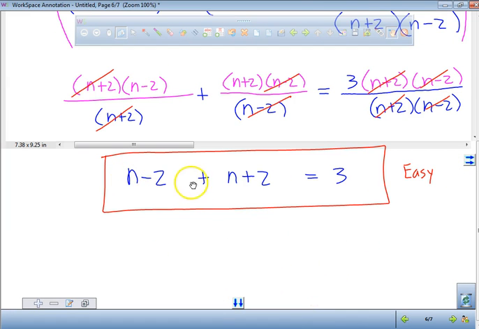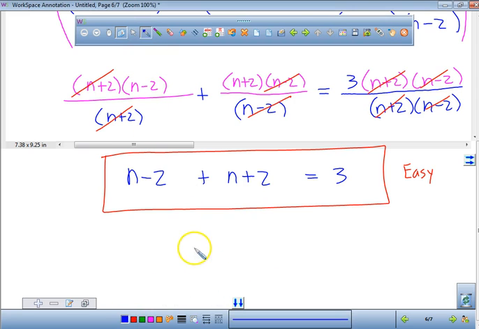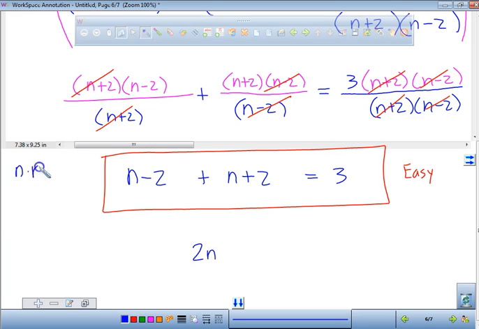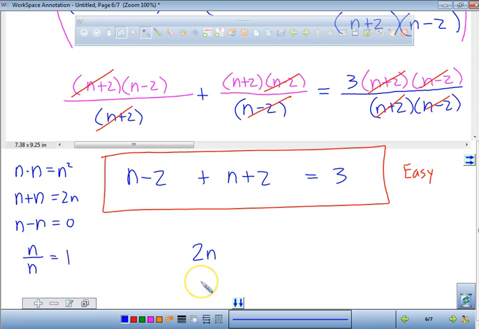Now what's n plus n? I've got an n and I'm adding another n. 2n is correct. If you have an n and you add another n, that's a total of 2n. By the way, everybody, quick algebra lesson. Ready? N times n is n squared. N plus n is 2n. N minus n equals 0, and n divided by n equals 1. Now, we have a negative 2 and a positive 2. We're adding those together, and they just disappear because negative 2 plus 2 is 0.